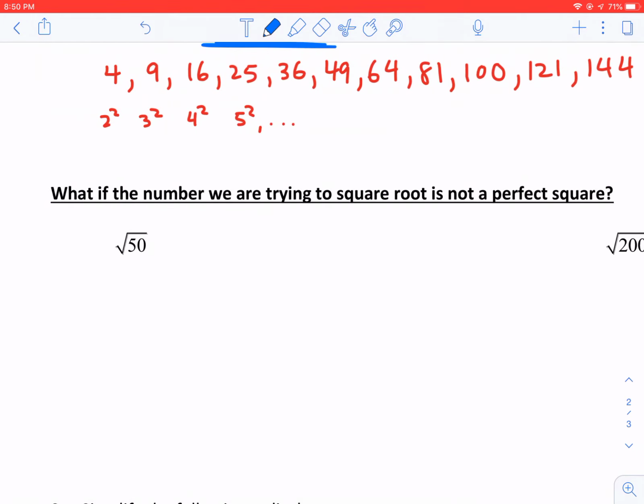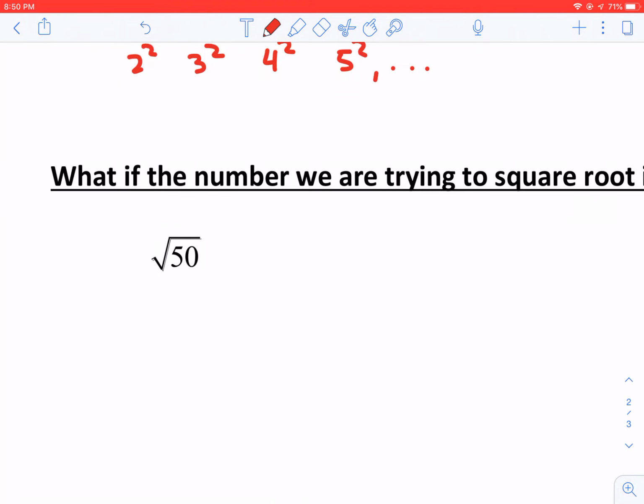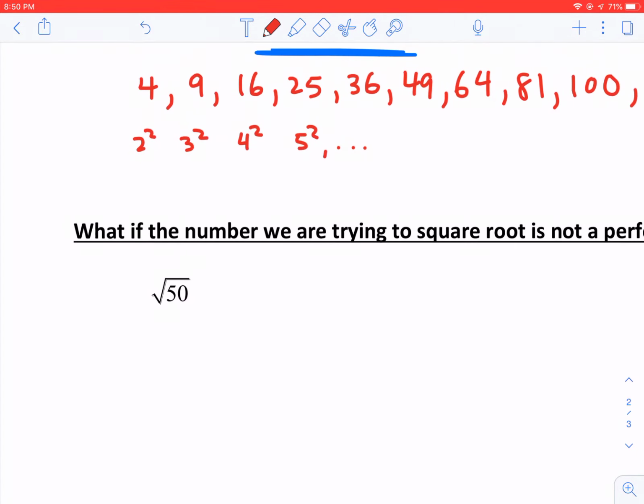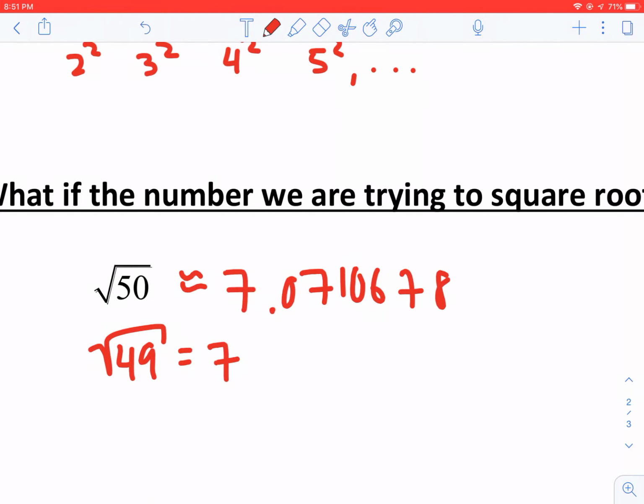So for example, what is the square root of 50? Well, we would not be able to do that in our head. I would know it's going to be a little more than 7. It's going to be 7 point something, because I know the square root of 49 is 7, right? So the square root of 50 has to be just a tiny bit more than 7. And actually, if I type that into my calculator, I get it's about equal to 7.0710678118655, something, something, something.